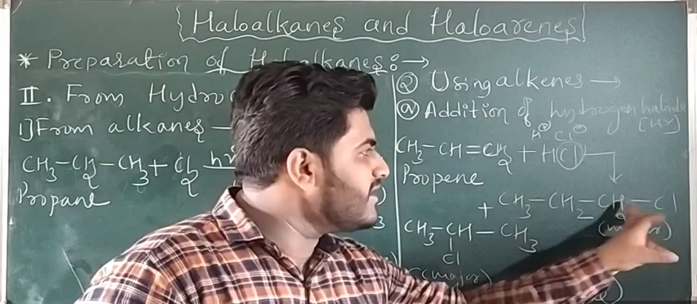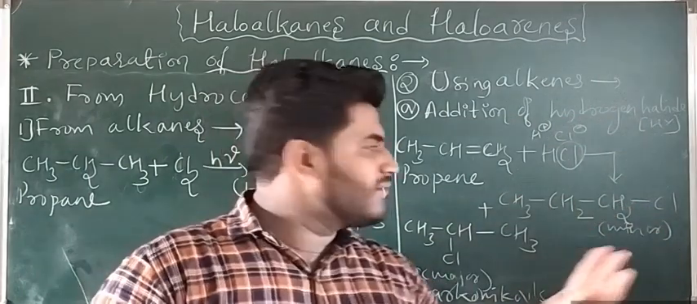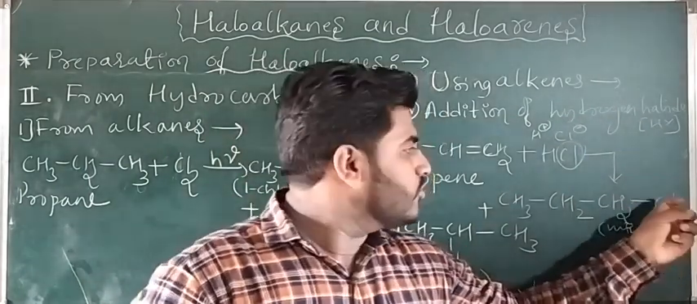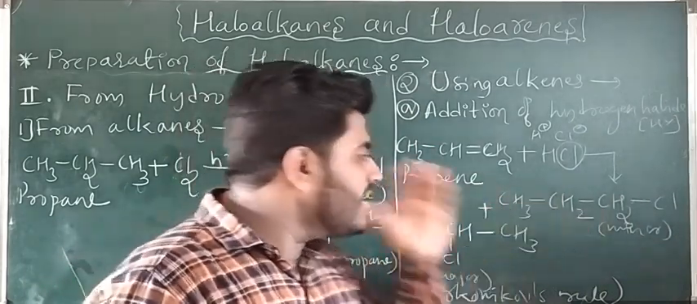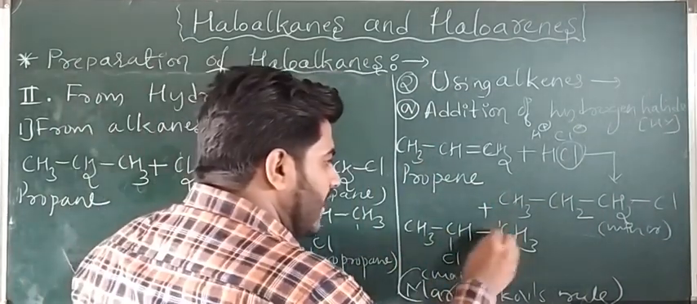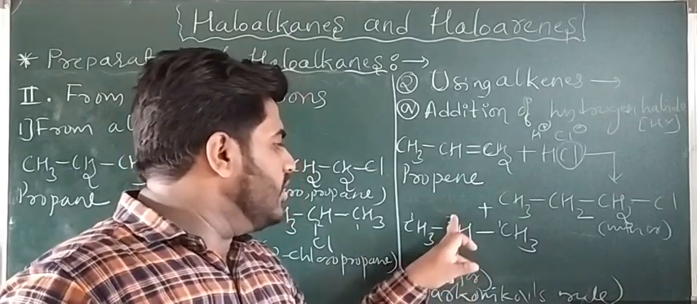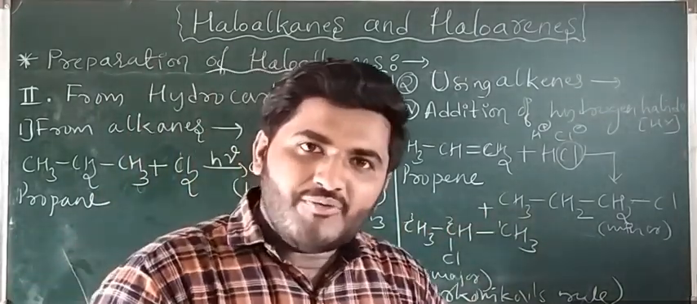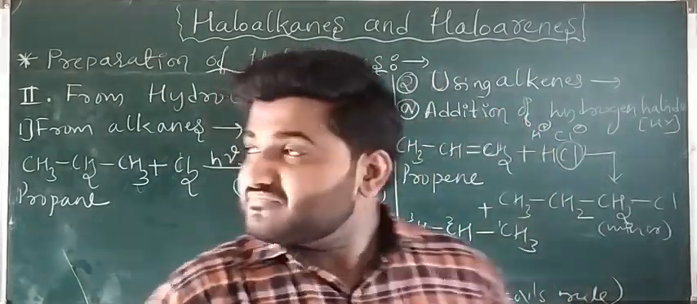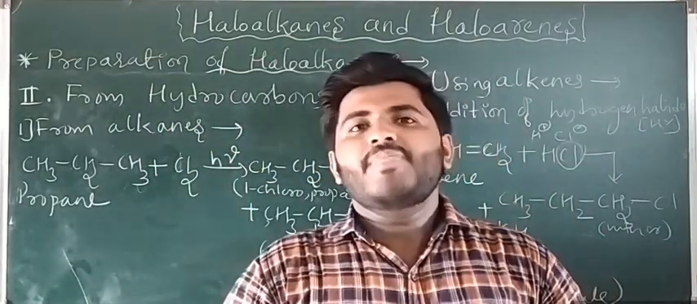So what is the name of this one? Look at here. 1, 2, 3. 3 carbon, first position chlorine. So 1-chloropropane is the name of this one. And what about this? Look at here. 1, 2, 3. The second position has chlorine. So the name of this one is 2-chloropropane. I hope you understood. So this is regarding the second method from hydrocarbons.